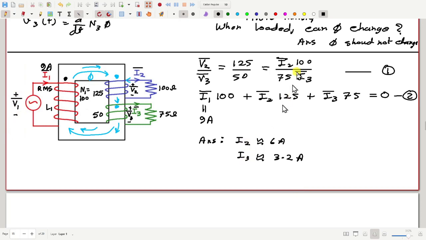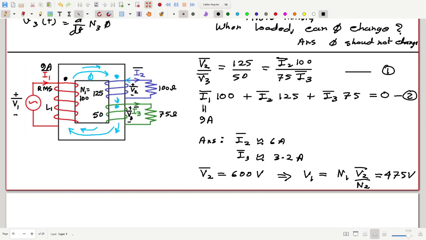And now can you also find out how much is V1? Once you know I2 or I3, then you put it here. So then you know how much is V2. V2 will therefore be 6 ampere multiplied by 100, so 600 volt, and then V1 will be N1 times V2 by N2. And that according to my calculation is around 475 volt.